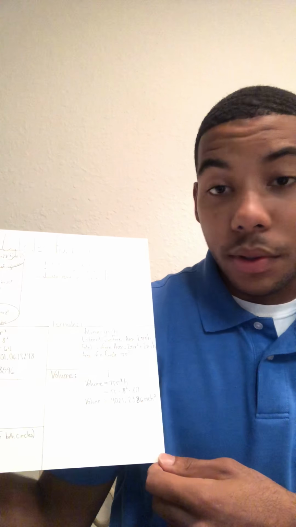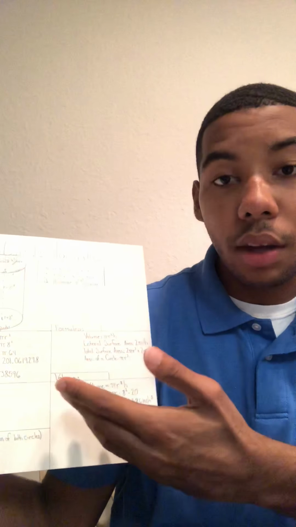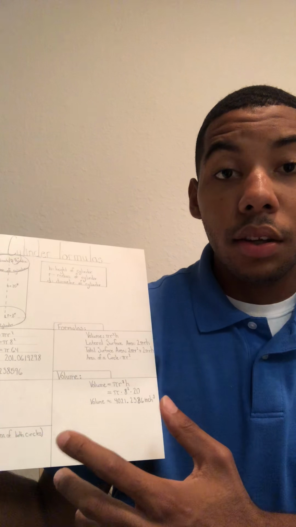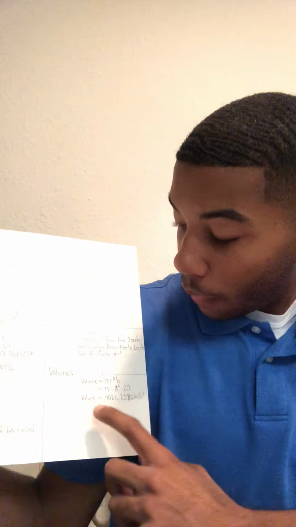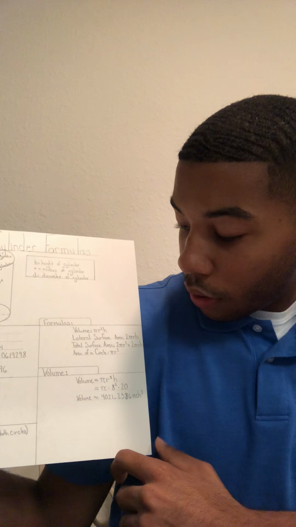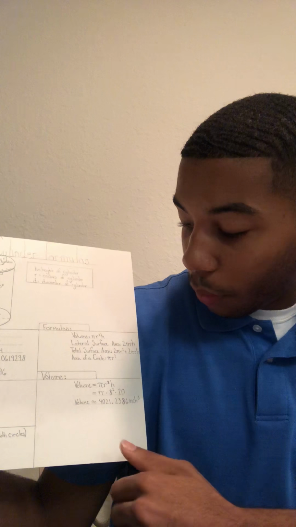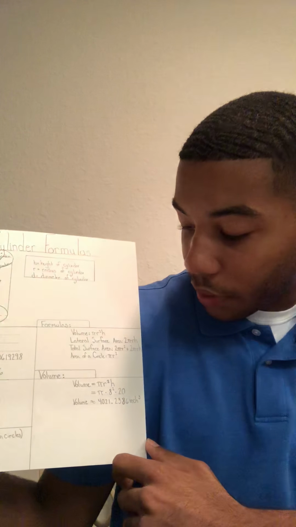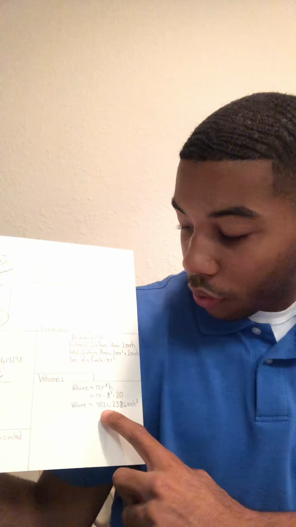After finding the formula, I was then able to plug in the numbers that you gave me, which were 20 inches high and 18 inches wide. After plugging them in to the formula, pi times the radius, which is 8 squared, times the height, which is 20, I got 4021.2386 inches cubed.